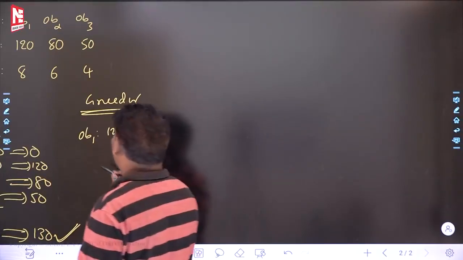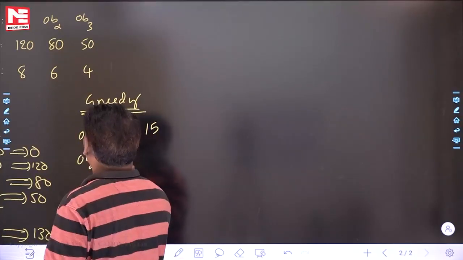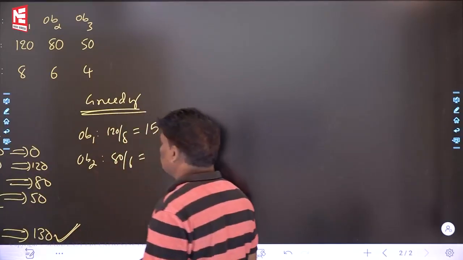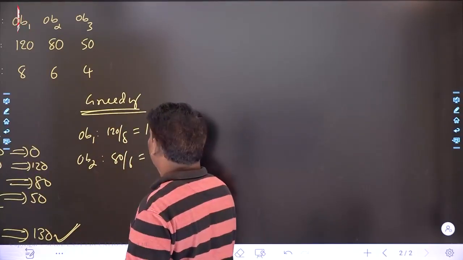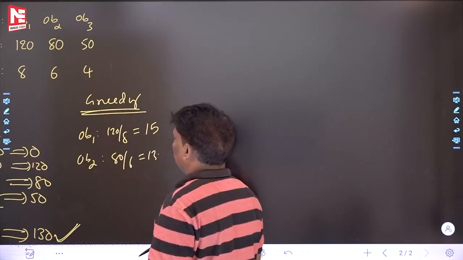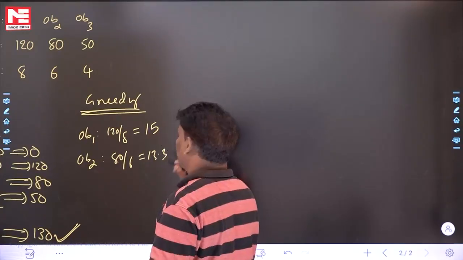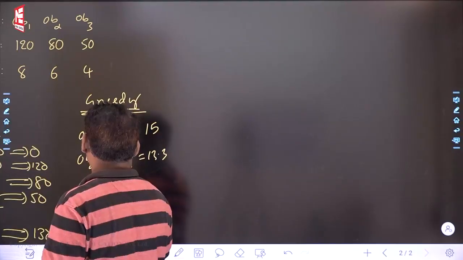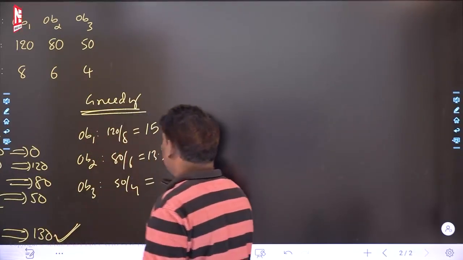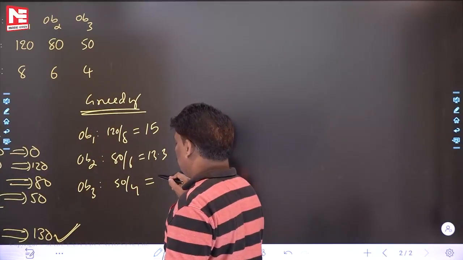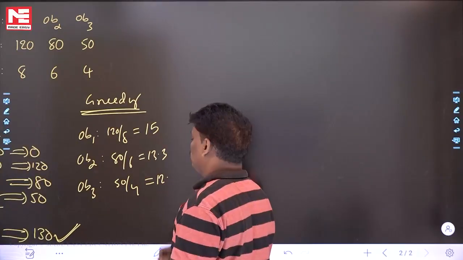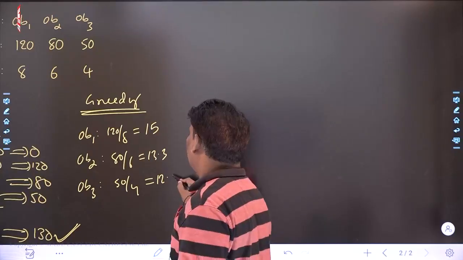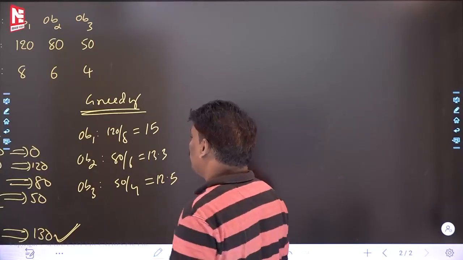So per 1 unit weight, find out. Object 2: what is the answer? 80 by 6. 6 ones are 6, 6 twos are 12, so about 13.2, something like that. Object 3: what is the answer? 50 by 4. 12, 12 fours are 48, remaining 2, so 12.5. Right, like that, per 1 unit weight find out.